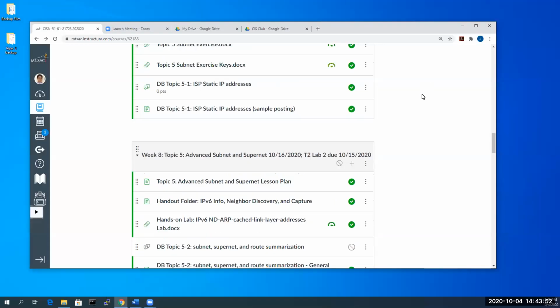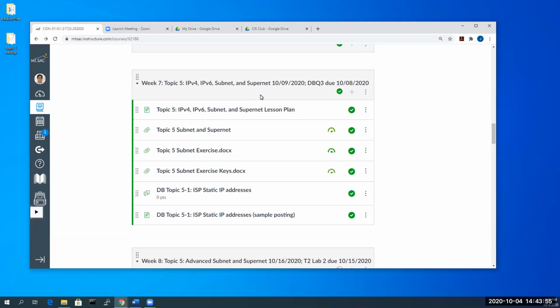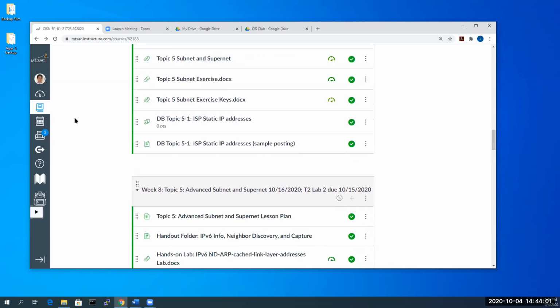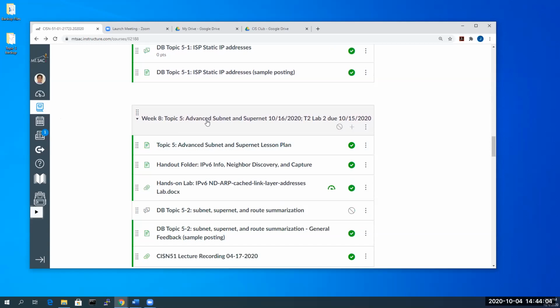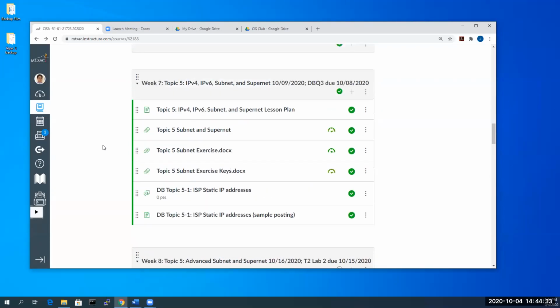Hi, everyone. This recording is going to be regarding IPv4 and IPv6, subnetting and supernetting, and also the next topic, advanced route summarization, and also some exercise for IPv6, the neighbor discovery protocol, and also the capture files of the IPv6 neighbor discovery, which we will refer to as ND, for the detailed discussion of what's in there.